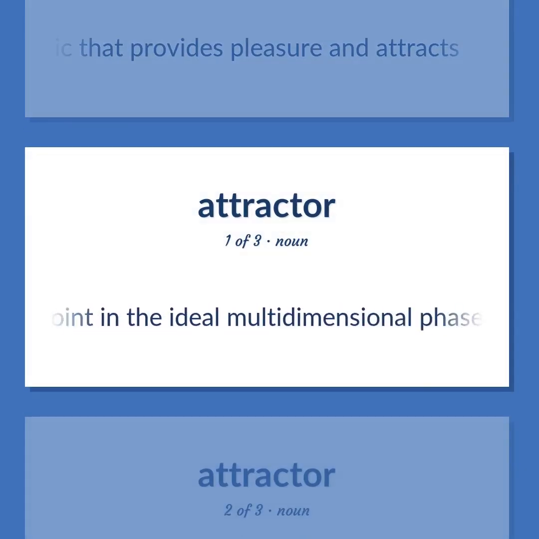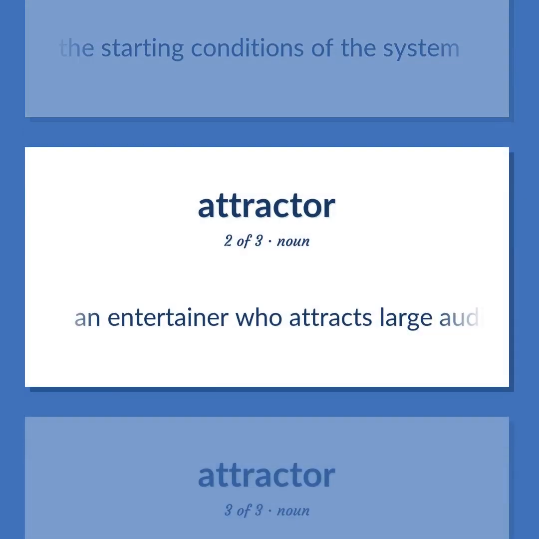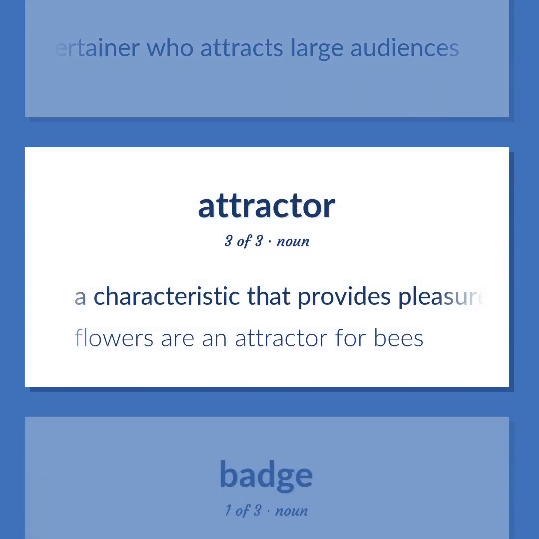Physics. A point in the ideal multidimensional phase space that is used to describe a system toward which the system tends to evolve regardless of the starting conditions of the system. An entertainer who attracts large audiences. A characteristic that provides pleasure and attracts. Flowers are an attractor for bees.